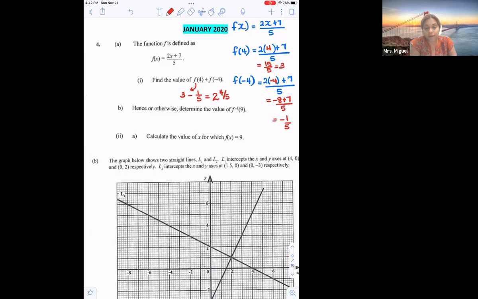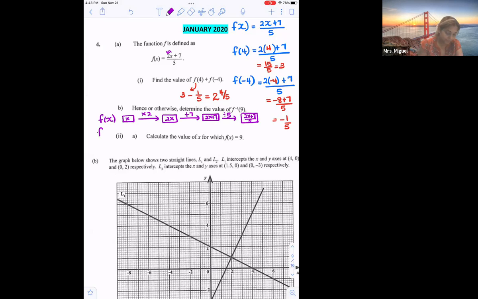Hence, or otherwise, determine the value of f inverse of 9. So we're starting off just like what we did just now. Our f of x function, we're starting off with x. Then we multiply x by 2, so we get 2x. Then we add 7, so we have 2x plus 7. Then we divide by 5. So here we get our f of x function, 2x plus 7 over 5.